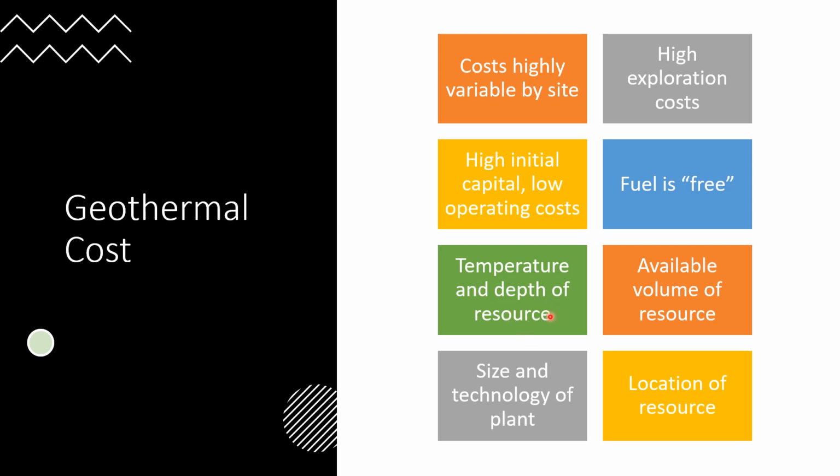So temperature and depth of resource is very important because that's how you can get the right amount of heat. You have to control the temperature. Definitely resources are available, even if they are localized. And we also have to consider the science and technology of the plant facility. This is reiterating location or resource.